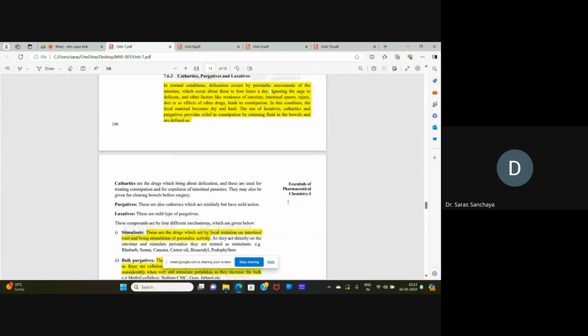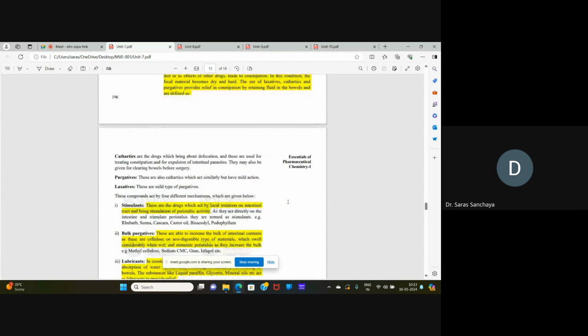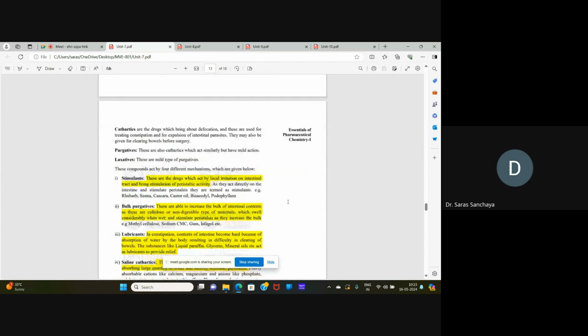Cathartics are the drugs which bring about defecation, and they are used for treating constipation and for expulsion of intestinal parasites. They may also be given for clearing the bowels before surgery. Then purgatives. These are also cathartics which act similarly but have a mild action. Then laxatives. These are mild types of purgatives. These compounds act by four different mechanisms.